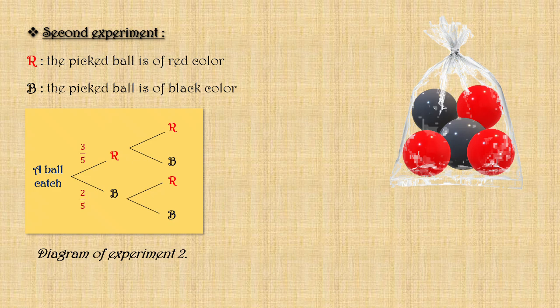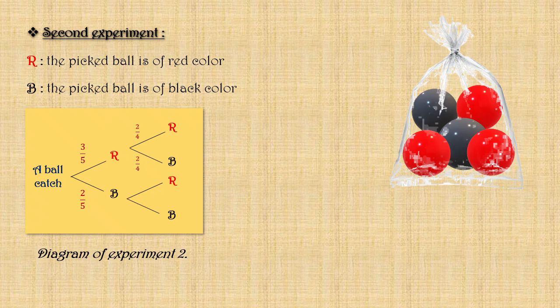Now for our second catch of a ball, in case we got the event R as an outcome in the first catch, the probability to get the event R would be equal to 2/4, as in this experiment, when we do not put back the red ball we took previously, we would be left with 4 balls in our bag, of which 2 are of red color. As for the probability to get the event B, it would be equal to 2/4, as we would have 4 balls in our bag, of which 2 are of black color.